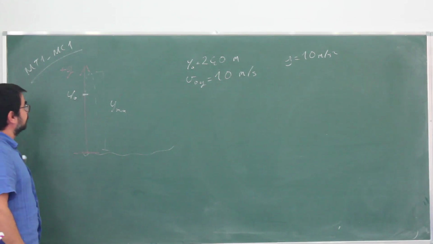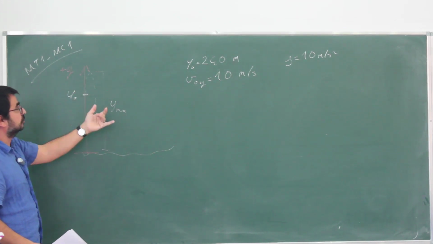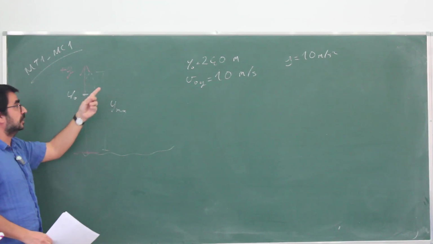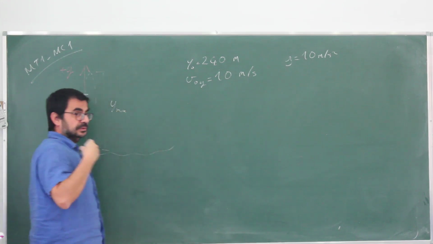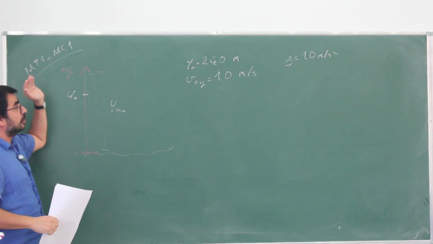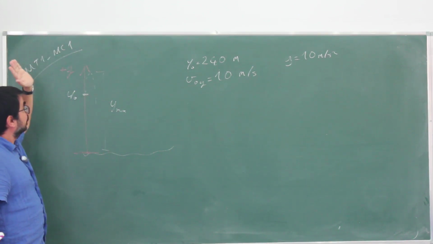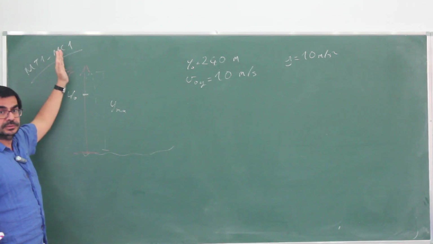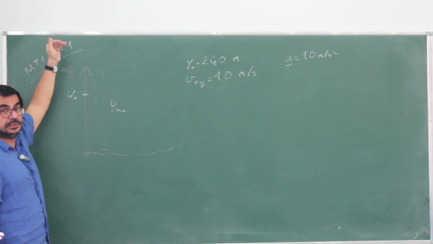There are a couple of ways to do this, but I think it's easiest to calculate this distance and just add it to your initial distance to the ground, 240 meters. And how do we calculate this? We've done this numerous times in class. At the very maximum, the vertical component of your velocity is going to vanish. Why? Well, because if it didn't vanish, then you would go a little bit further.